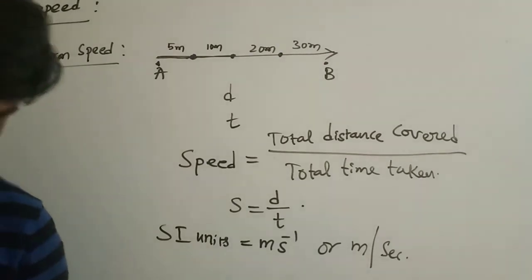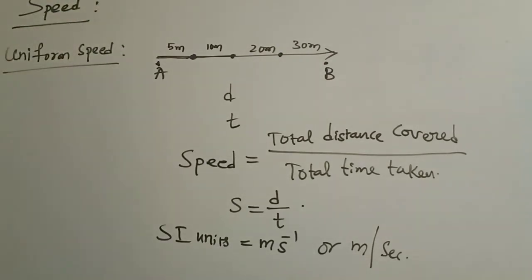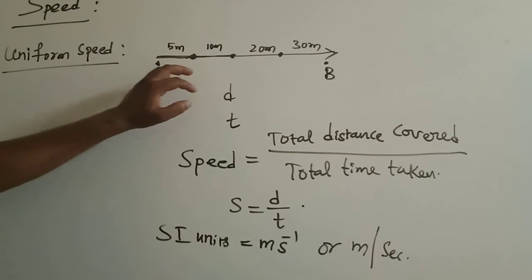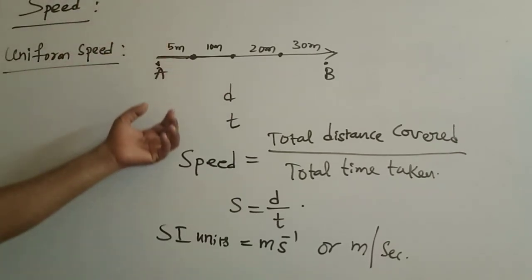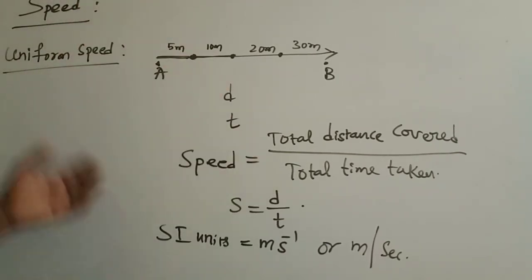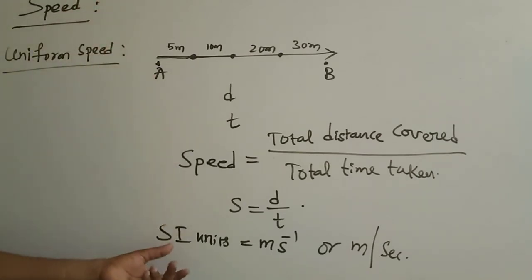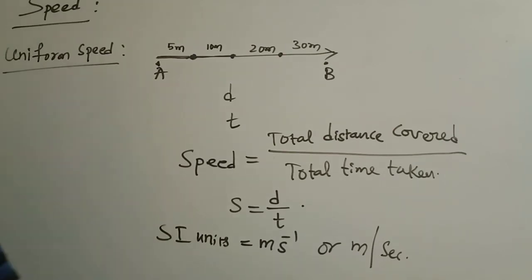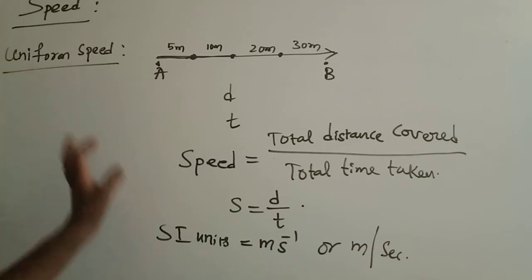Okay, then if it is not uniform, unequal distances are covered in equal intervals, so that is non-uniform speed. If I want to write it in a specific form, I'll give you those points, you just read them. Okay, next we are going to discuss what is average speed. Before that, you remember these points.